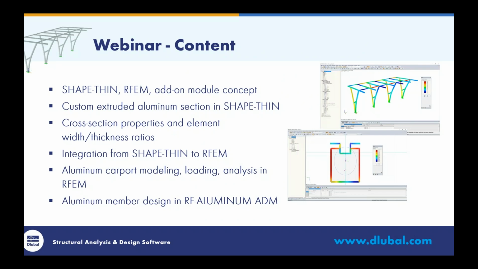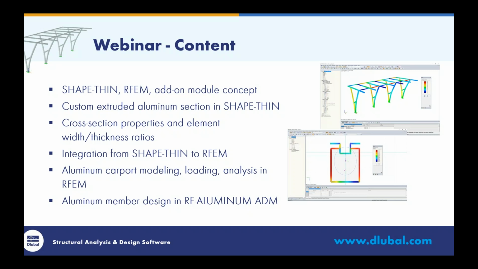So regarding the content for the next hour today, I want to give a brief overview of our standalone program, Shape Thin, our FEA program, RFEM, and the add-on module concept within RFEM. Then we'll move into our example where we will create a custom extruded aluminum section in Shape Thin. This allows us to calculate the cross-section properties as well as the element width to thickness ratio.